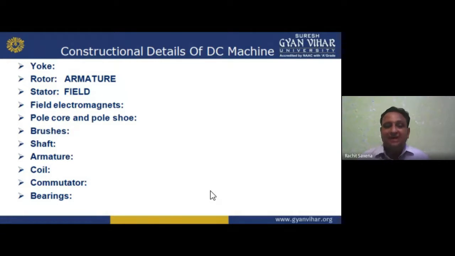Secondly, rotor. In a DC machine, we call the rotor an armature. In a DC machine, we always call the rotor an armature, but in an AC machine, we always call it a rotor. So what is armature? Armature is the rotating part in DC machines. And why is it rotating? Because if I want mechanical output, I need rotation, I need torque, so I need an armature.